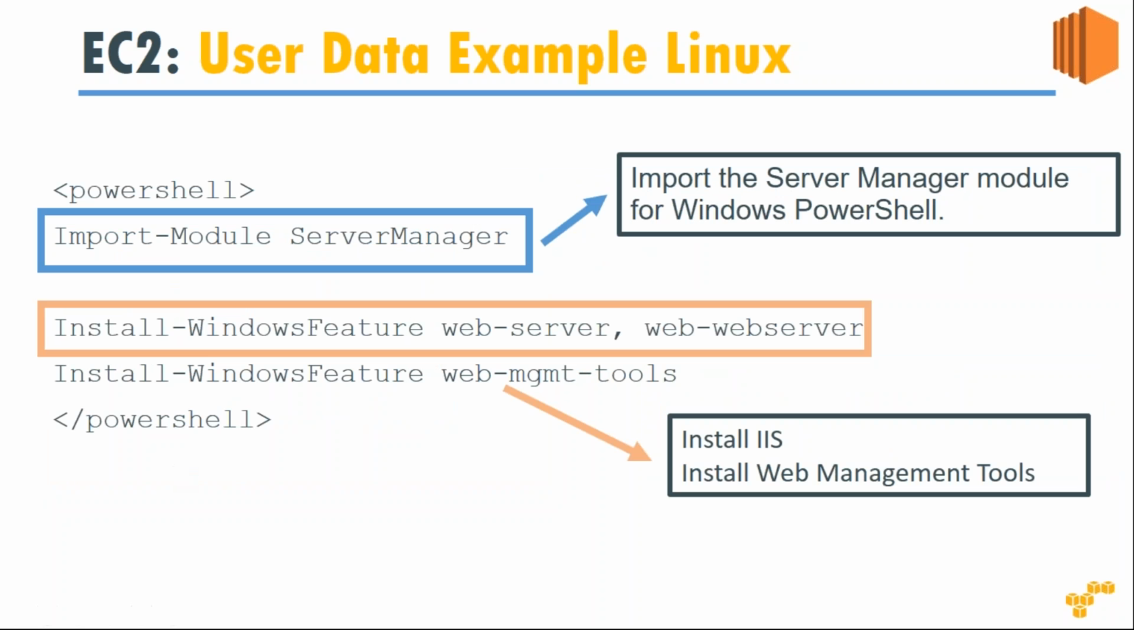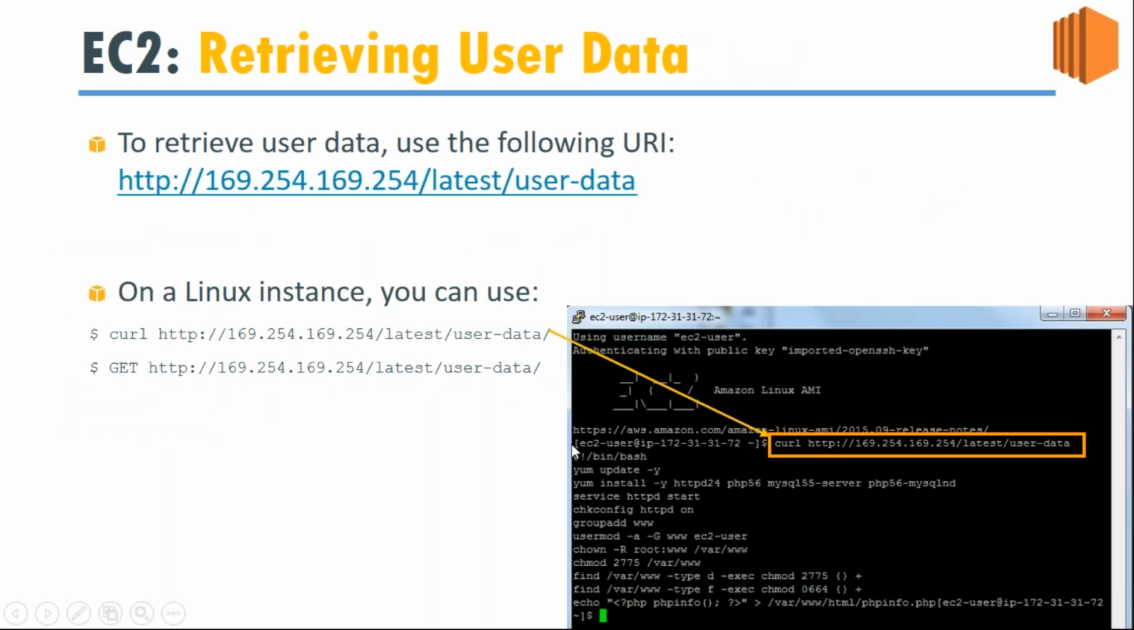The text has to be changed here. This has to be Windows here. And even in Windows, we use PowerShell, and you start your PowerShell and end your PowerShell like this. If you run these commands, it will install IIS and the web management tools. So this is how you retrieve the user data.